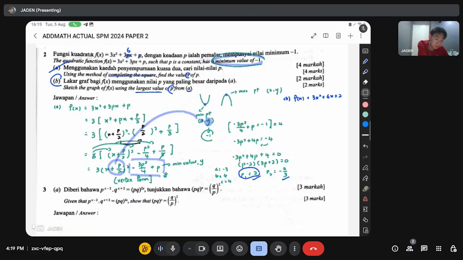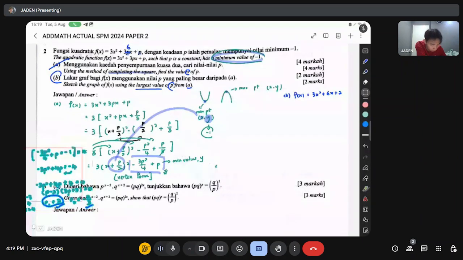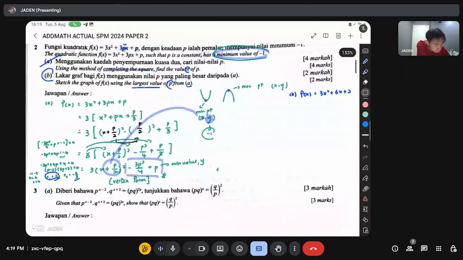But I'm out of space here, so I will probably move this to the left side and minimize it first. Then I'm going to show you the sketching of this quadratic equation. First of all, I noticed that the y value, or the c value here, is my y-intercept, which is 2, and my a value is greater than 0. It's going to be a smiling face.